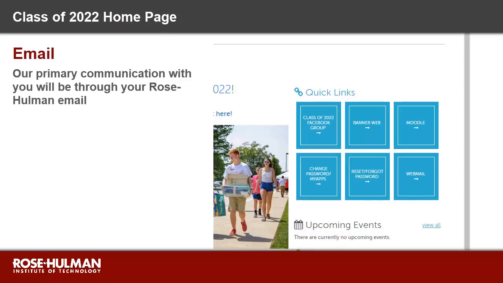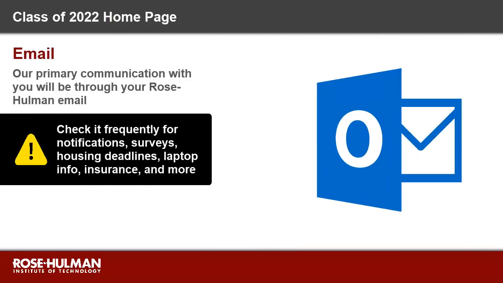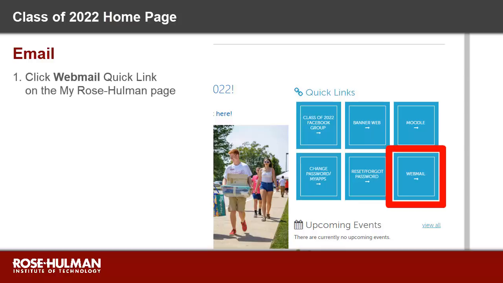Our primary communication with you will be through your Rose-Hulman email. Please remember to check it frequently, as you will be receiving email regarding notifications, surveys, deadlines on housing, laptop, insurance, and more. To access your email, click the Webmail icon.